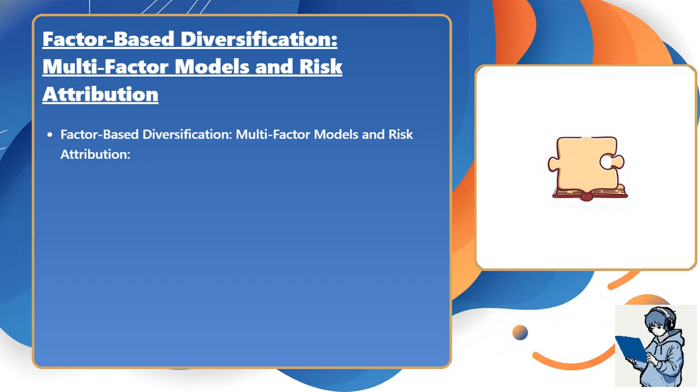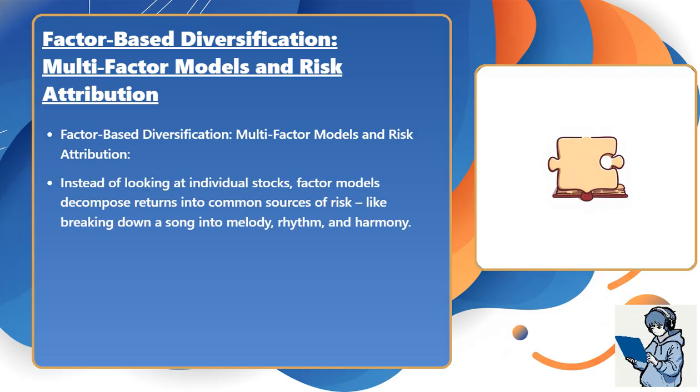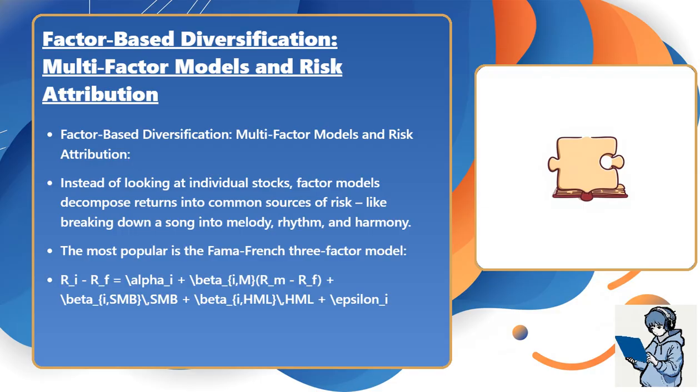Factor-based diversification: multi-factor models and risk attribution. Instead of looking at individual stocks, factor models decompose returns into common sources of risk, like breaking down a song into melody, rhythm, and harmony. The most popular is the Fama-French three-factor model. Ri minus Rf equals alpha i plus beta i M times Rm minus Rf plus beta i SMB plus beta i HML plus epsilon, where market M captures overall market movements.